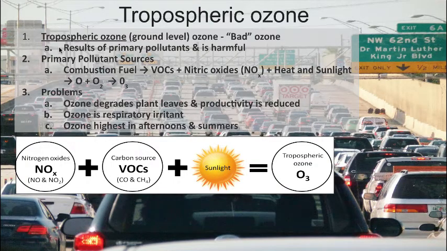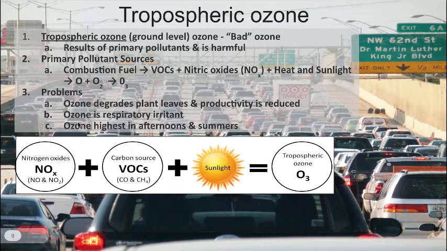So let's focus on this bad ozone, the bad nearby ozone in the troposphere. Tropospheric ozone is also referred to as ground level ozone, so you may just hear it simply called ground level, or even sometimes bad ozone. This really results as a primary pollutant and is harmful to plants as well as people. Let's talk about formation first here.